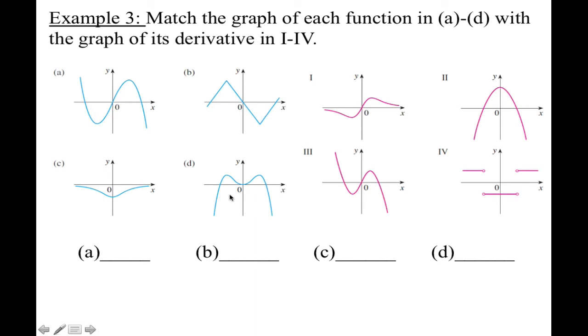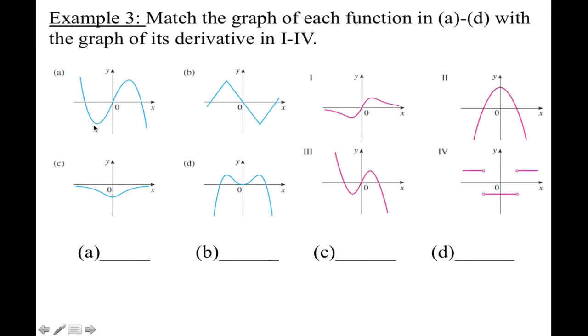All right, now we're going to see if we can match the graph of each function in these 4 with the graph of its derivative in these four. So the way that I do this is, if I was to look at A, I first look at where the horizontal tangent lines are, because that tells me that the derivative, or the slope of the tangent line, is 0. That means in the graph of the derivative, at those same x values, the graph of the derivative should be at y equals 0, so an x-intercept.